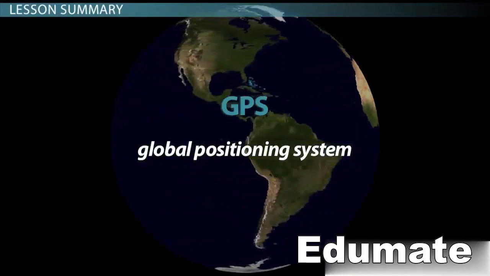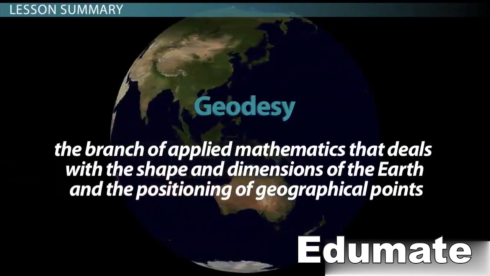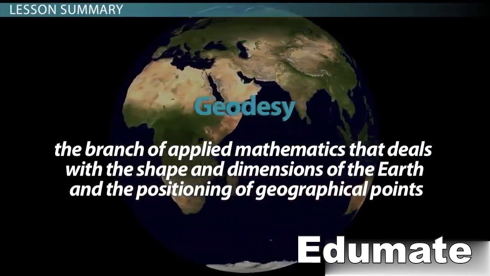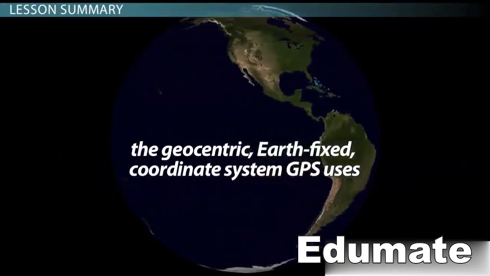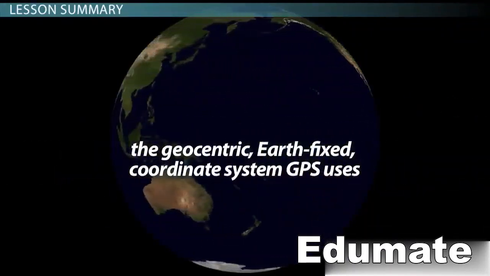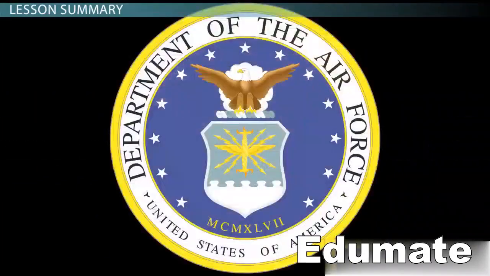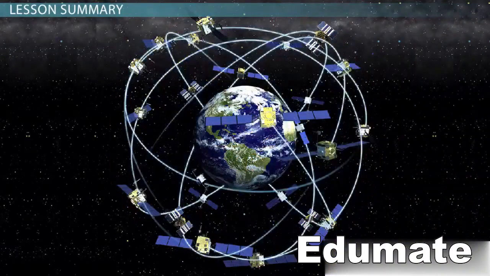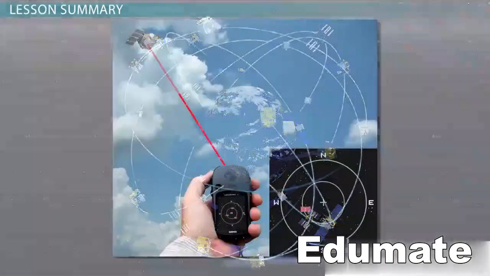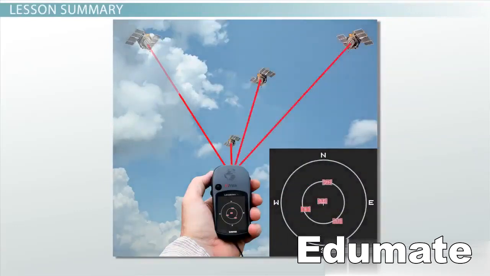GPS, the Global Positioning System, is probably the best example of geodesy. Geodesy being the branch of applied mathematics that deals with the shape and dimensions of the Earth and the positioning of geographical points. The geocentric Earth-fixed coordinate system GPS uses is known as WGS 84, which stands for the World Geodetic System. GPS is a worldwide system that's maintained by the U.S. government. It involves over 24 satellites high above the Earth, sending signals at the speed of light to GPS units worldwide. Units which then use these satellites to figure out their location on Earth in 3 dimensions.